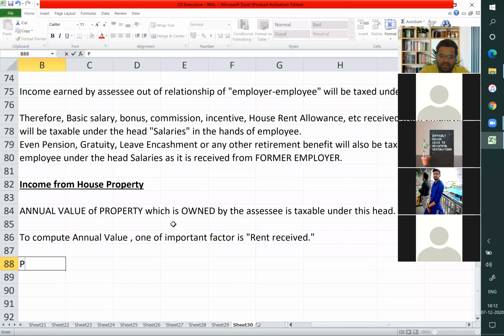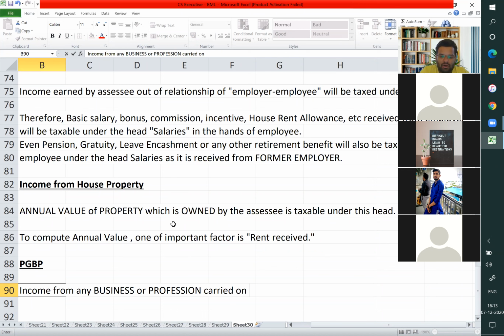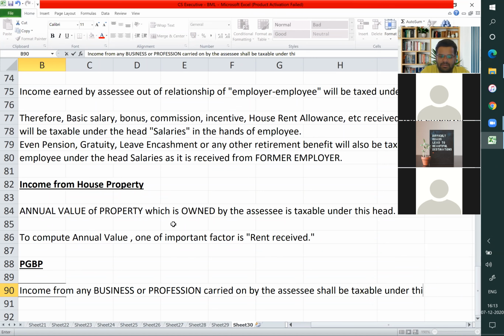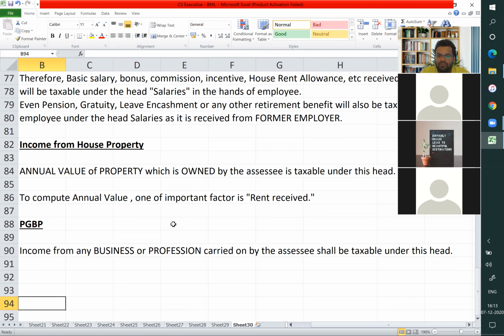Then, what is the next head? Writing the short form, profits and gains from business or profession. As the name suggests, income from any business or profession carried on by the assessee shall be taxable under this head. Clear? Income from any business or profession carried on by the assessee shall be taxable under this head. Point is clear?